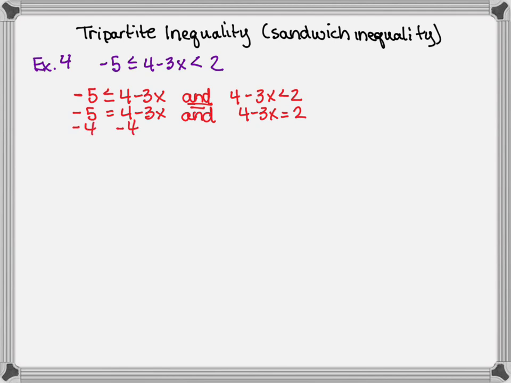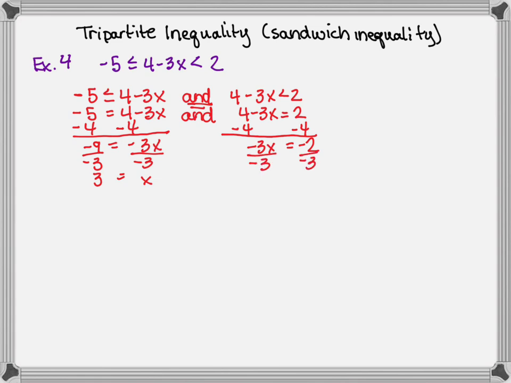So subtracting 4 from both sides on the first one, we get negative 9 equals negative 3x. Dividing both sides by negative 3, we get x equals 3. On the second one, if we subtract 4 from both sides, we get negative 3x equals negative 2. Dividing both sides by negative 3, the negatives cancel, we get x equals positive 2/3.